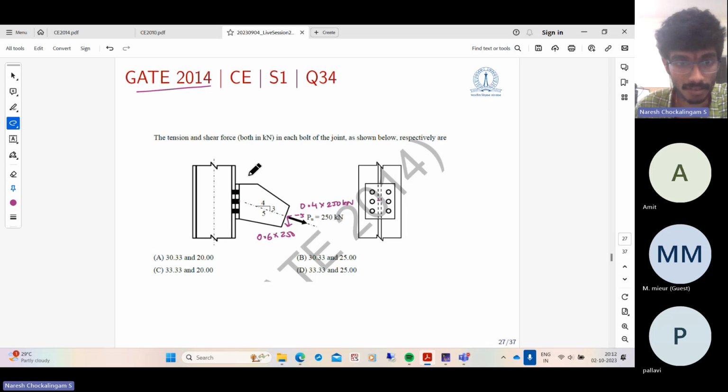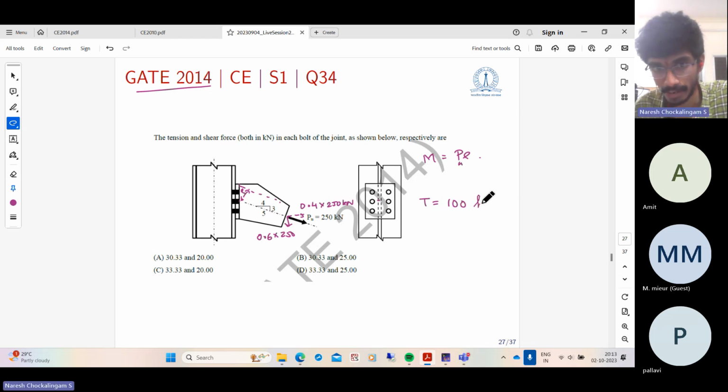If it is passing through some other point, say if this line is tilted, then we need to consider this eccentricity E. And you also need to consider the moment, which is Pu times E. But that is not the case here. It passes through the center of the bolt group. You just have to find out the net tension is 100 kilonewtons. And the net shear coming onto the bolt group is 150 kilonewtons.